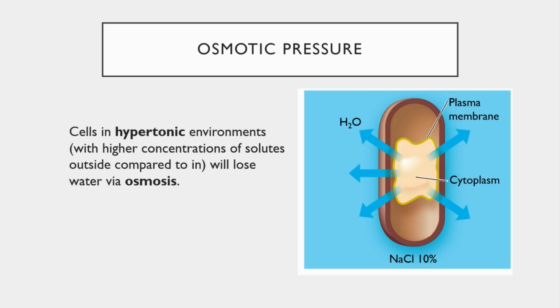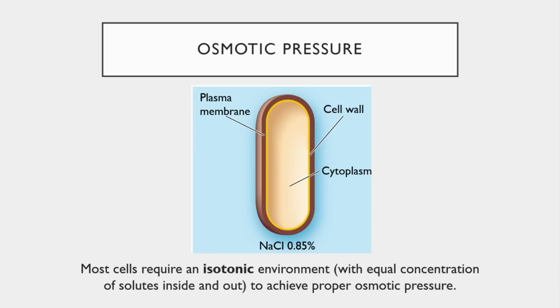Cells in hypertonic environments will lose water via osmosis. And if the difference in solutes outside the cell is great enough, these changes can lead the cells to plasmolyze. Most cells need isotonic environments to survive. For example, 0.85% saline solution is a common carrier solution for bacteria. Using highly purified water can actually kill cells.